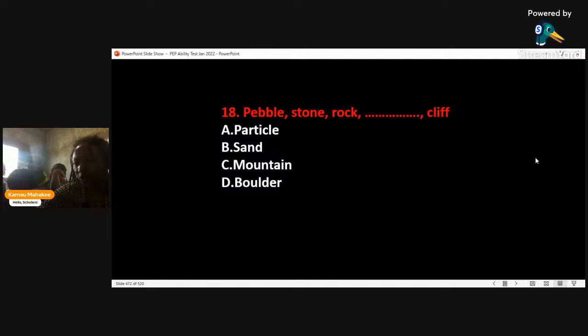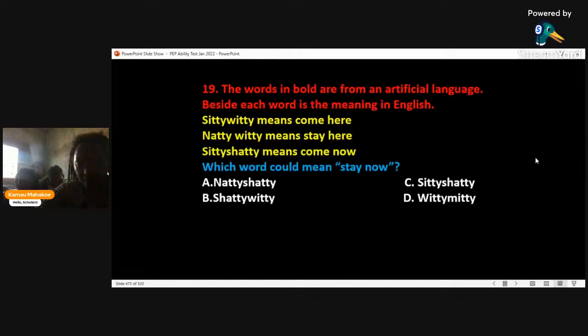Pebble, stone, rock, dash, clay. Boulder. Pebble, stone, rock, dash, and then the cliff. Mountain. What? You can't have a cliff without the mountain. Which one is bigger? You have to have the mountain to have the cliff. The cliff is the sharp face of the mountain. A boulder is just a big rock, a huge rock. It's a boulder.